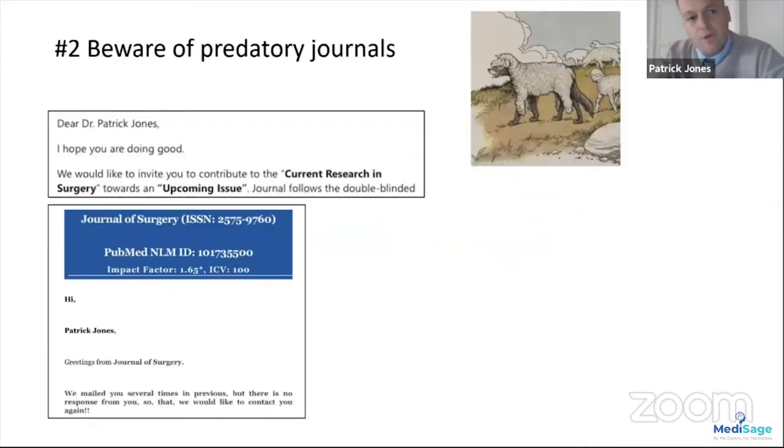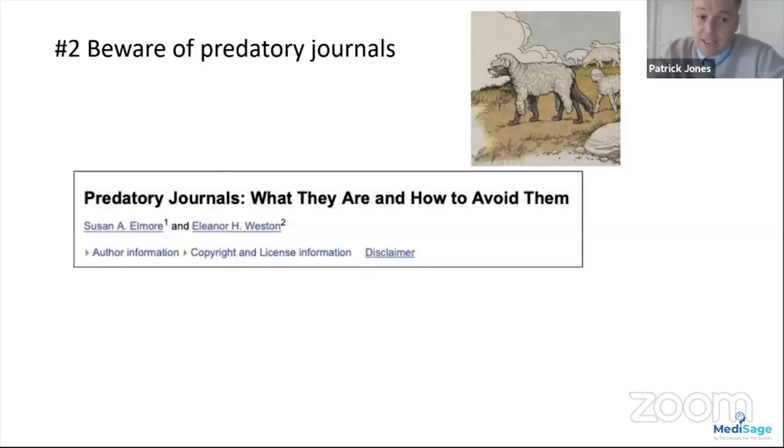At number two, being wary of predatory journals. This is something which we all come to face, and they very much are like wolves in sheep's clothing. These are just two examples of emails I have, and I'm sure everyone has received these as well. And often it seems just a bit too good to be true, and it is too good to be true. They will claim to process your work very quickly, maybe at a reduced fee. They will claim to have very high visibility, but in reality, they don't.